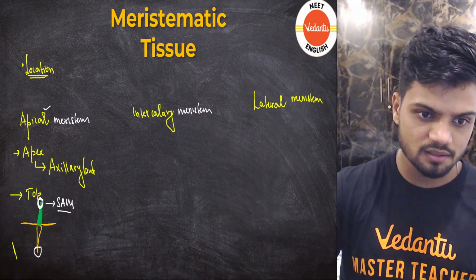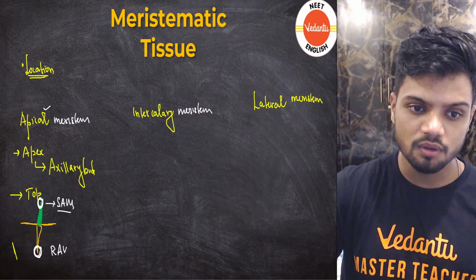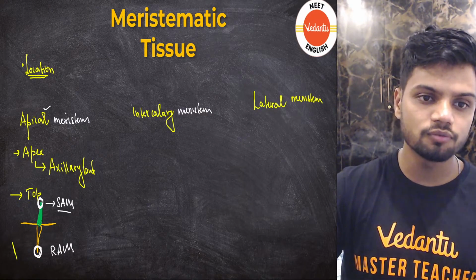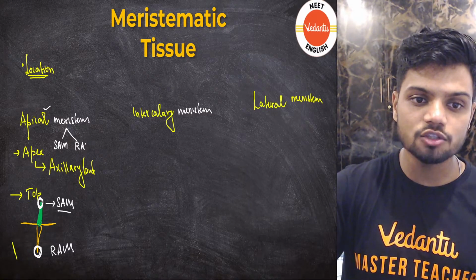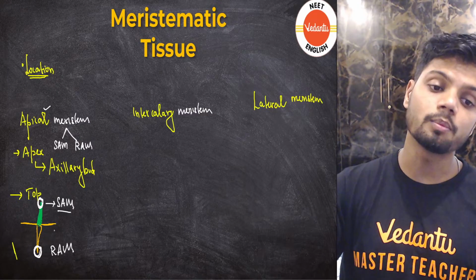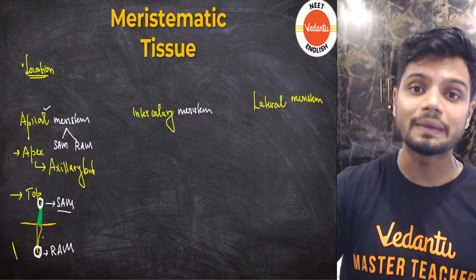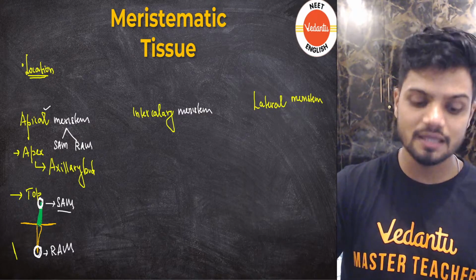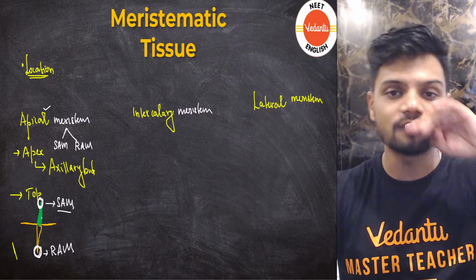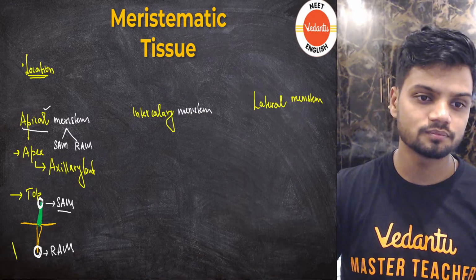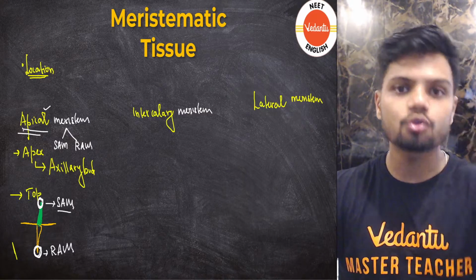This is root apex or root top, called root apical meristem. Both are a type of apical meristem. One is found at the shoot top, one is found at the root top. So one is called shoot apical meristem, the other one is called root apical meristem. So all of you know where apical meristem is found now. It is found at the shoot apex or root apex.